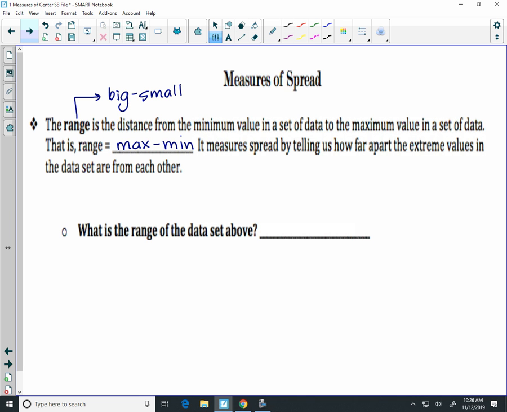So the range of our data set above: our biggest number was 15. The smallest number is 0. 15 minus 0 is 15.